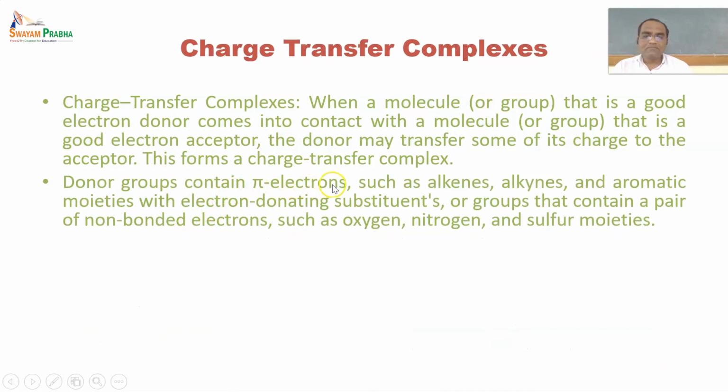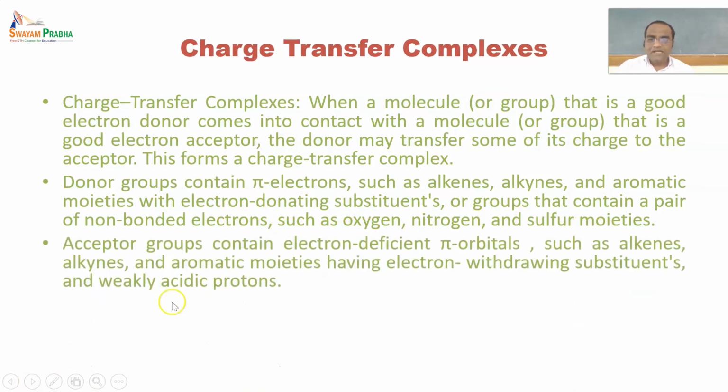Donor groups contain pi electrons, such as alkenes and aromatic moieties with electron donating substituents, or a group that contains a pair of non-bonded electrons, such as oxygen, nitrogen and sulfur moieties. Acceptor groups contain electron deficient pi orbitals, such as alkenes and aromatic moieties having electron withdrawing substituents, and weakly acidic protons. The difference is that these also have pi electrons, but the pi electrons are electron deficient because of electron withdrawing substituents like carboxylic acid or aldehyde groups.